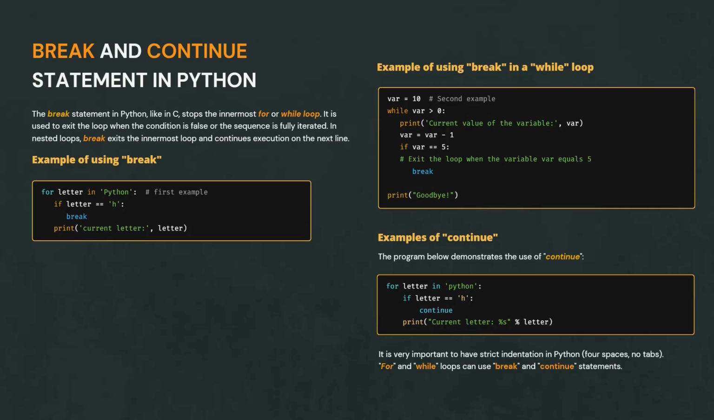First of all, let's understand what is break in Python. So imagine you're eating a packet of chips and you love chips, but the moment you find a burnt one, you stop eating right there. That's basically what break does in a loop. It says, enough, stop the loop right now. Let's see an example with a for loop.